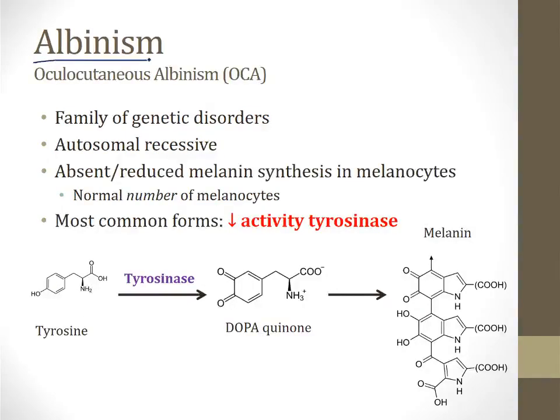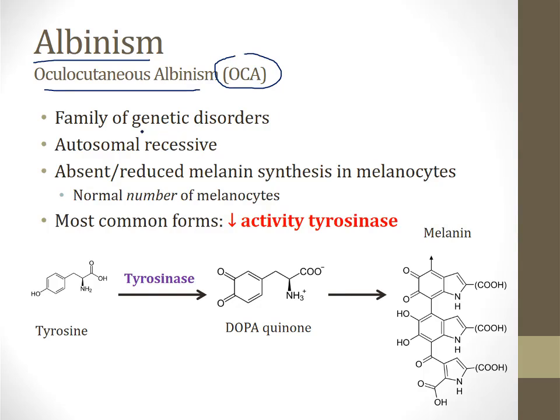Albinism is a disorder where people cannot normally synthesize melanin. So as you can imagine, these people will have unusually light skin and hair. Albinism is often called oculocutaneous albinism, or OCA, and the reason it's called this is because in addition to the skin, the eyes are also often involved.